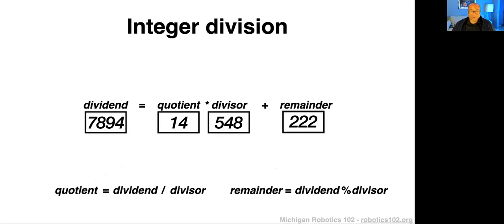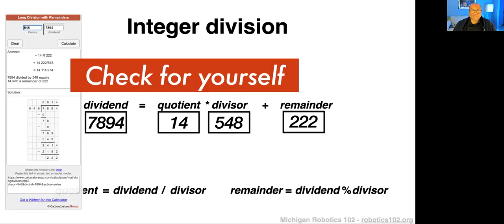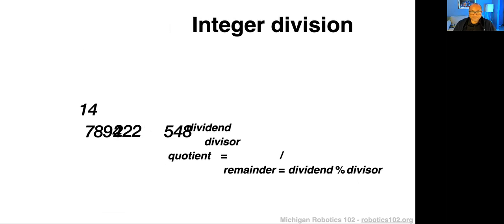If you want to check, you should never trust anything that somebody just shows you. Science isn't just about believing what you hear, something that sounds scientific. It's about being able to verify for yourself. And so you should check for yourself. I just used this long division calculator. I could have done it by hand, but you can see that we can get the proper steps here so that we've done this proper long division.